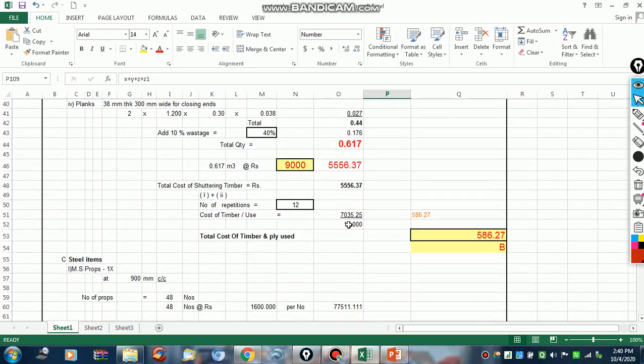Now we consider the costing of the same. 0.617 cubic meter at the rate of 9,000 will be 5556. Cost of shuttering timber will be 5556. Number of repetitions will be 12. So the cost of timber per use, 7035.25 divided by 12, will make 586.27. This I call B.